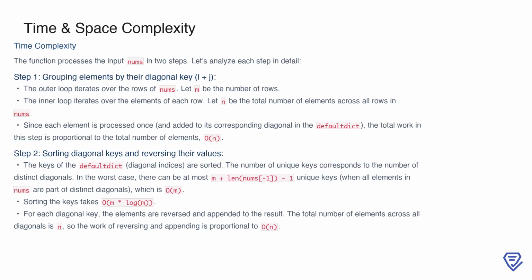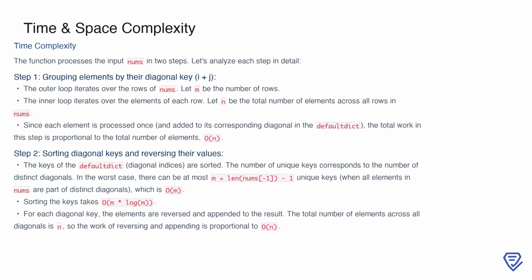To analyze the time complexity, we start by breaking the function into two distinct steps. In the first step, we group elements by their diagonal key, which is determined by the sum of their row and column indices, i plus j. Here, the outer loop iterates through the rows of the input nums, and the inner loop goes through the elements within each row. If we let m represent the number of rows and n represent the total number of elements across all rows, then each element is processed exactly once and added to the appropriate diagonal in our default dict. This makes the total work in this step proportional to O(n).